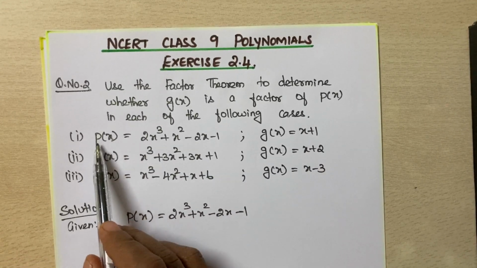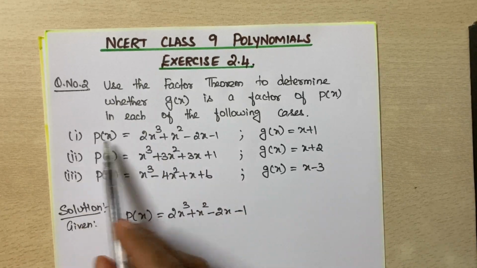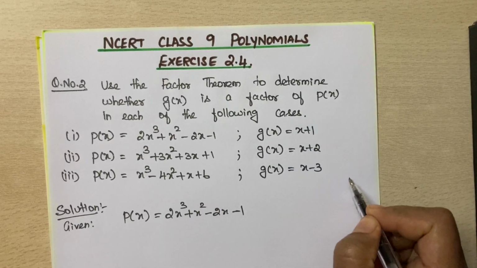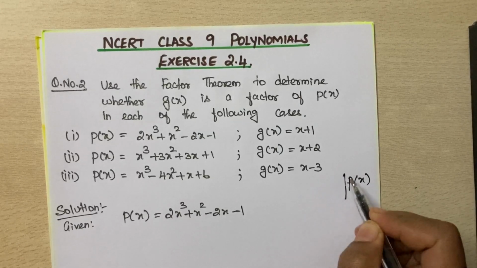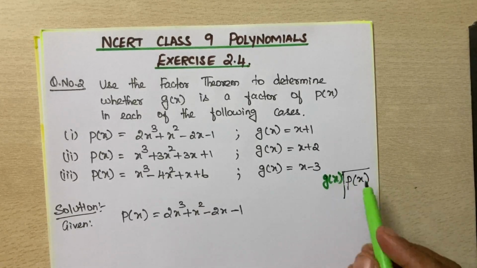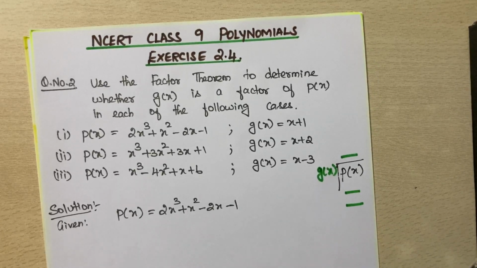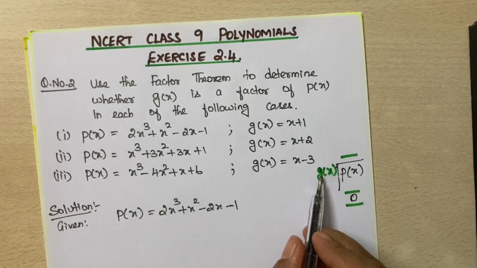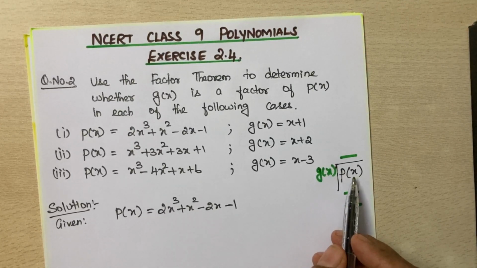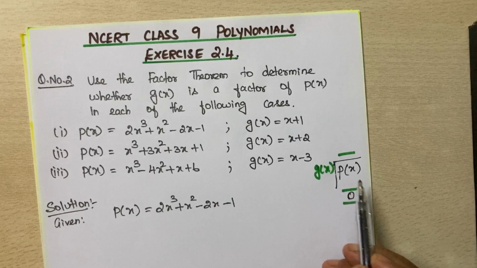As you can see, the first polynomial given is p of x, which is this. We have to divide this polynomial by g of x, which is x plus 1. So the meaning is p of x, that is polynomial of x, is divided by g of x. Now, when we divide this, we will get a quotient here, and we will get a remainder as well. If the remainder is 0, then we can understand g of x is a factor of p of x. If it is not equal to 0, then g of x is not a factor of p of x.